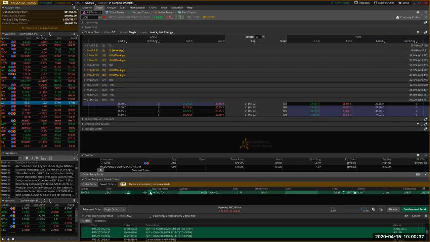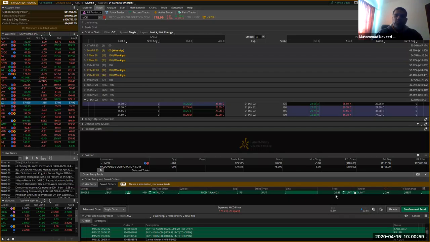I have a quick question. Sure. So if you're buying an option at 175, but the seller is asking 28.15, do you have to pay 175 plus what the seller is asking? No, you have to pay just what the seller is asking.